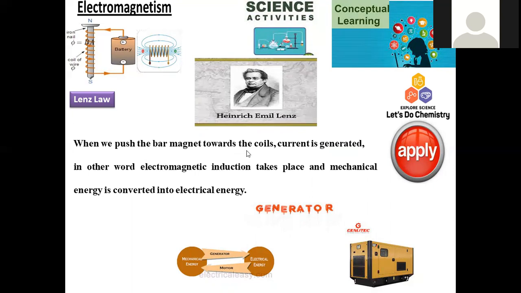So when we push the bar magnet towards the coil, we are nearing the external magnetic field, then what happens? Current will be generated, right? In other words, electromagnetic induction takes place and mechanical energy gets converted into electrical energy. When the external magnetic field is nearing the closed loop system, mechanical energy in turn turns into electrical energy.